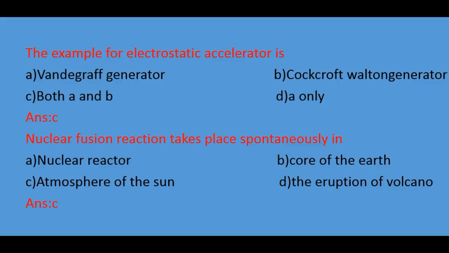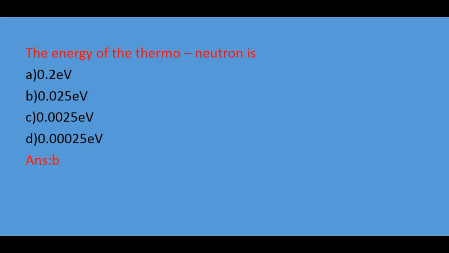The next one is, nuclear fusion reaction takes place spontaneously in. Nuclear fusion means lighter particles join and form a heavier nucleus. This reaction takes place in the atmosphere of the sun. So the answer is C. The next question is, the energy of the thermoneutron is. Thermoneutron is related to the fusion reaction. The answer is B, 0.025 electron volt. So that's all, friends. Thank you.